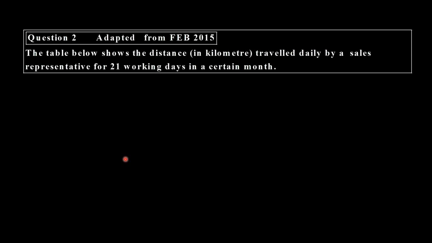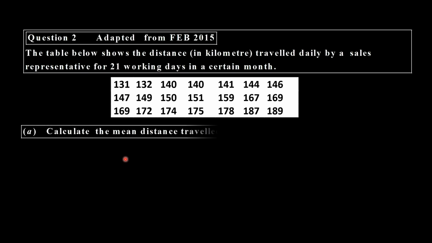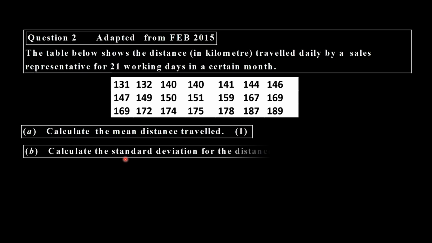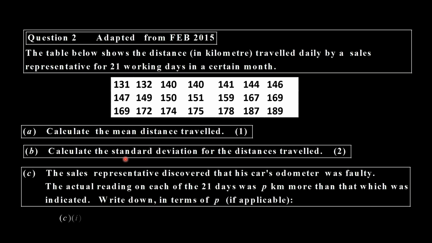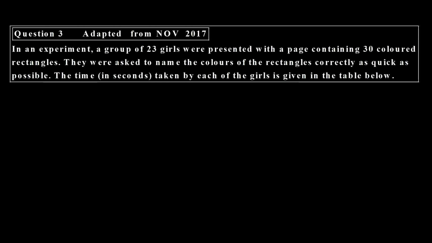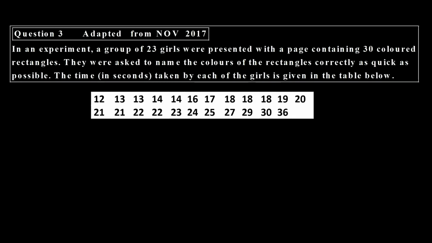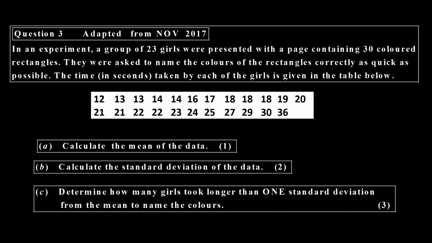This second question here has been adapted from the February 2015 paper. You have 21 data values there, which refer to the distance, and you have to calculate the mean distance, then you have to calculate the standard deviation, and here's one application of the standard deviation. Here we have details of 23 girls. Again, calculate the mean, calculate the standard deviation, and then there's an interpretation there.